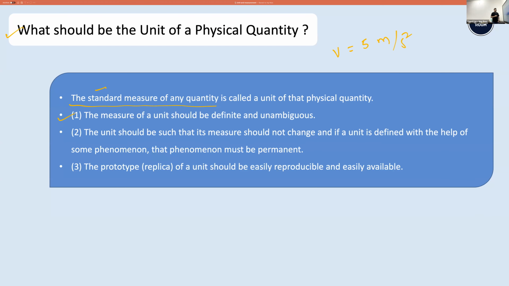Whatever physical quantity you're going to define, the first thing is, the measure of a unit should be definite. It should not be ambiguous. It should not be confusing. Everybody who is reading should be able to understand what you're saying. Second, the unit should be such that its measure should not change, and if a unit is defined with the help of some phenomenon, then that phenomenon must be permanent. What is the meaning of it? If you're doing a particular experiment in a particular way, you need to get that answer only in that way. That is what we are trying to say.